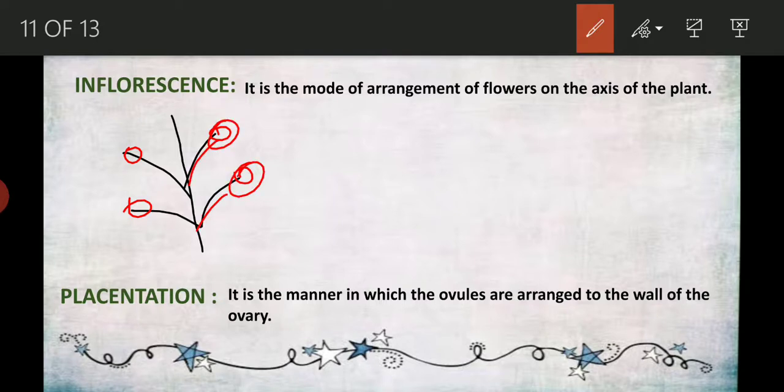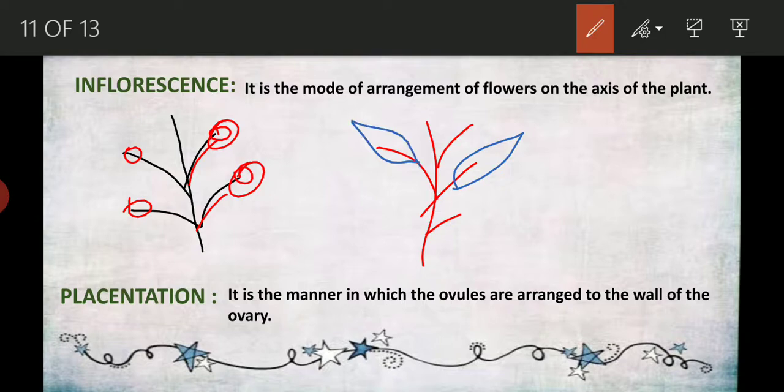These are the flowers. Here, single flowers are present at the apex of the main stem, at the terminal apex, at the top portion. This is one arrangement. Again, there may be a plant where the flowers will be present at the axils of the leaves. Like these are the leaves, and flowers will be present just here at the axils of the leaves. So these are the different types of arrangement of the flowers. This manner of arrangement of the flowers on the axis of the plant is the inflorescence.